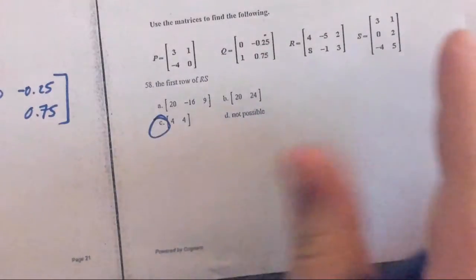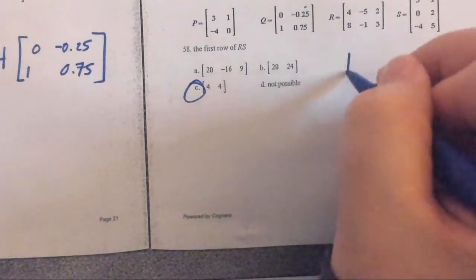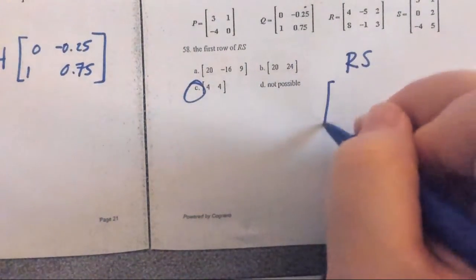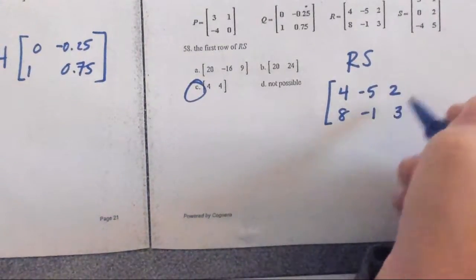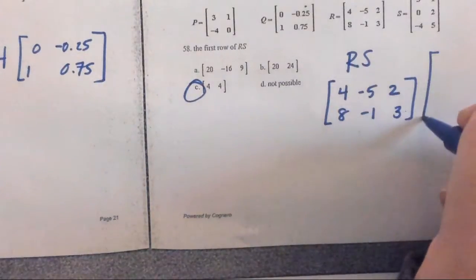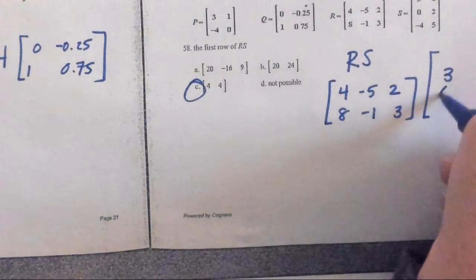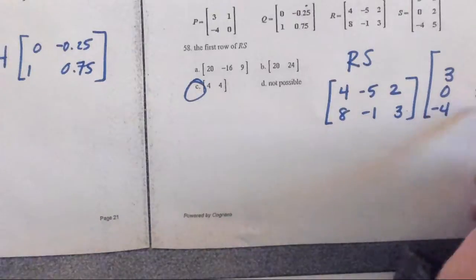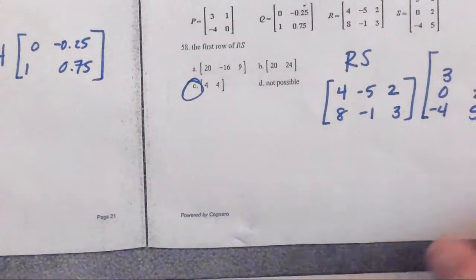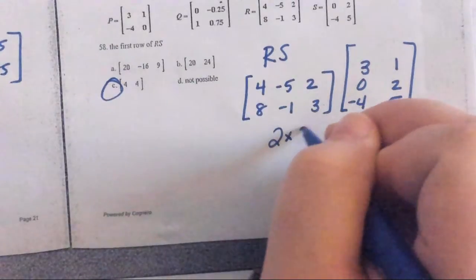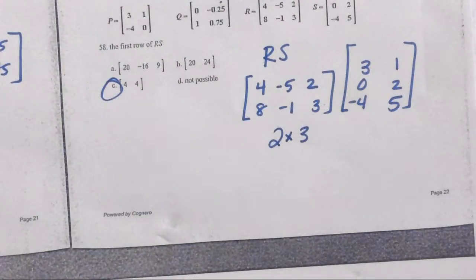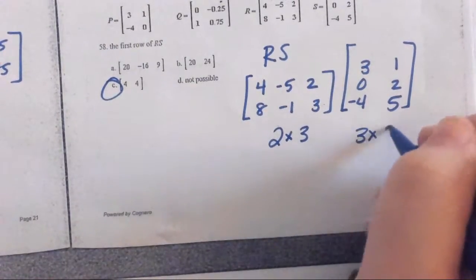58 is C. This one I'm actually going to work out. So it's RS. So R is 4, negative 5, 2, 8, negative 1, 3, and S is 3, 1, 0, 2, negative 4, 5. R times S. Okay. What are the dimensions of R? 2 by 3. What are the dimensions of S? 3 by 2.